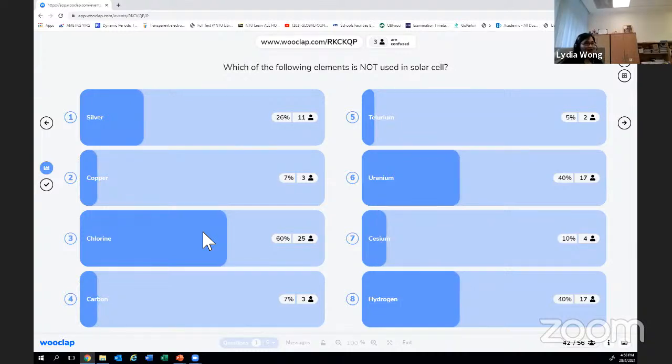I'm not going to give you the answer now. Okay, I can give you the answer, but I will not explain. Actually, only one element is not used in solar cell, and the right answer is uranium. This is usually used for nuclear reactor, but all of the other elements are used in one way or another, including hydrogen, including chlorine, including silver.